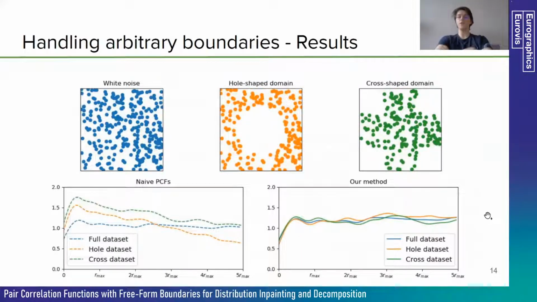And this works well even if we use much less homogeneous distributions, such as in this case white noise. As you can see, our method still reaches a very robust estimate of the underlying distribution independently of the boundary.